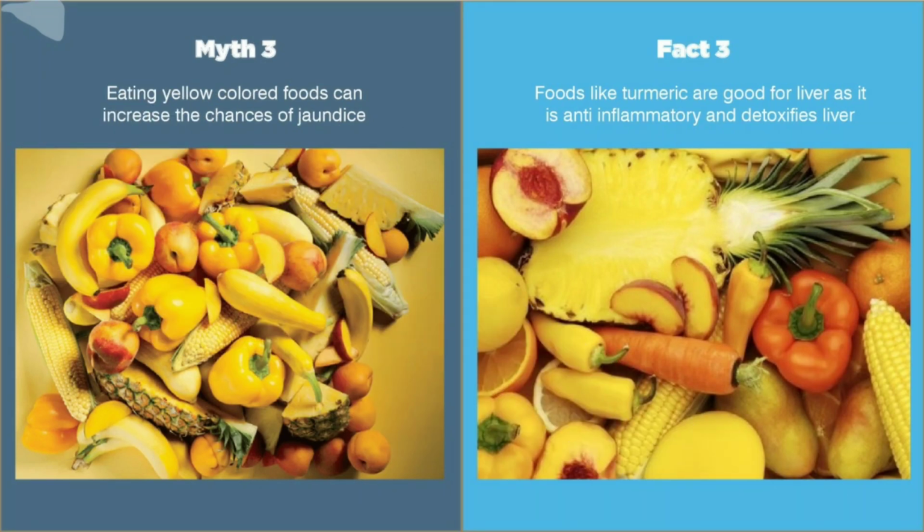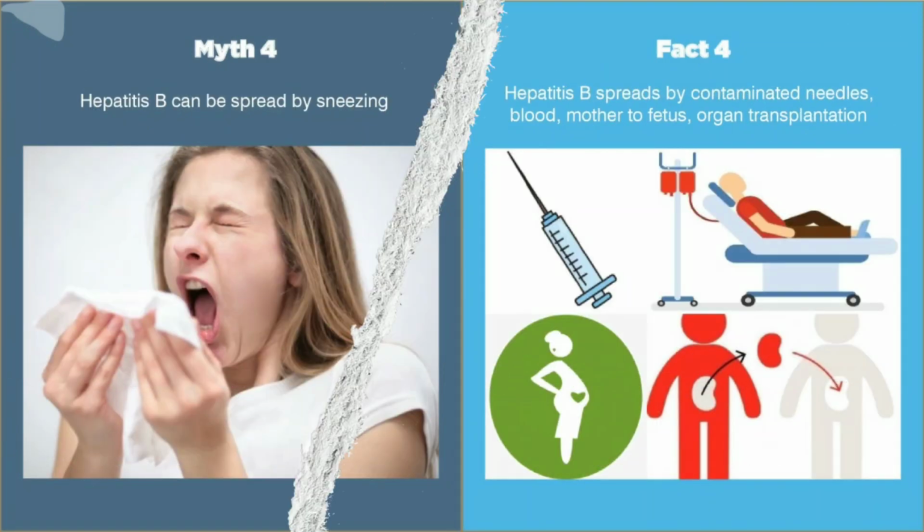Coming to myth 3. People think that eating yellow colored foods can increase the chances of jaundice. But the fact is that foods like turmeric are good for the liver, as it is an anti-inflammatory and a detoxicant which detoxifies the liver.